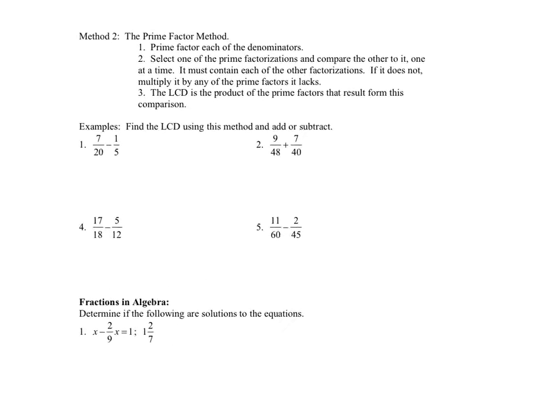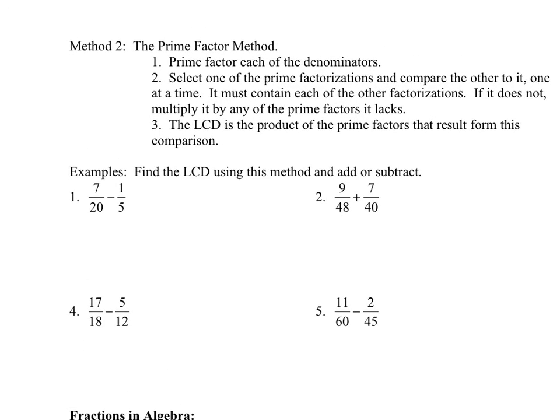All right, here's method 2. This is my personal favorite. You prime factor each of the denominators. Select one of the prime factorizations and compare it to the other one. This is going to be easier to see than read to you. So, 20 is 4 times 5.